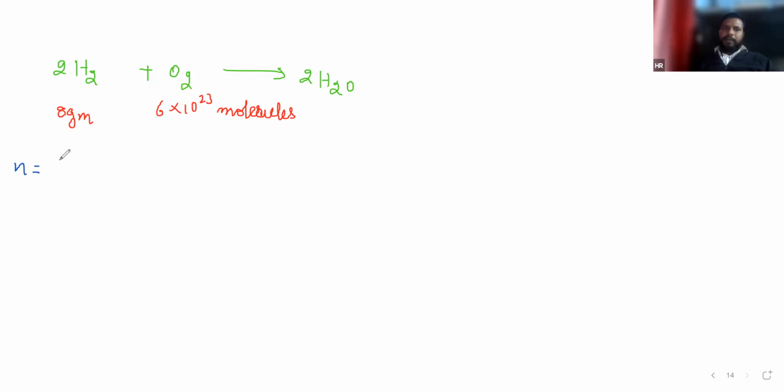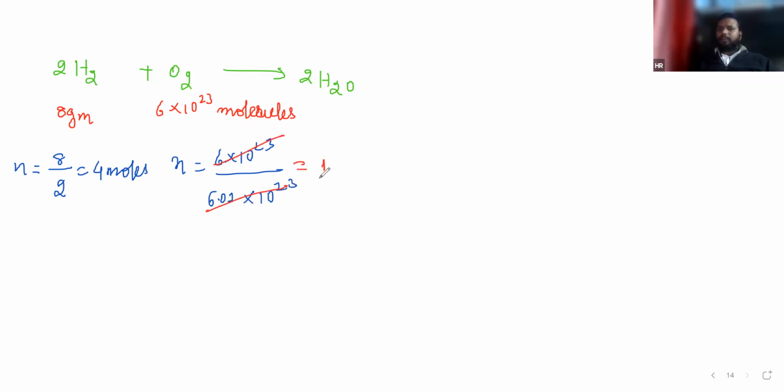Number of moles is equal to given mass upon molar mass. Molar mass of H2 is 2, so that is 4 moles. And for O2, number of moles is equal to given number of particles upon Avogadro number. Avogadro number is 6.02 into 10 raised to the power 23, and approximately you can cancel it, 10 raised to the power 23 will be cancelled.